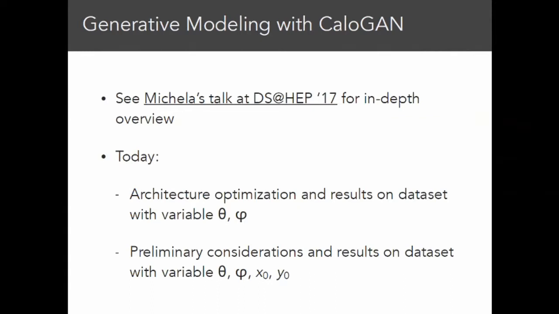Today I'm going to give a high-level overview of what we did, but focus on architecture optimization and results on a data set with a more realistic problem scenario, which is varying theta and phi. And I'll also give preliminary results on a data set with variable phi, variable theta, and variable x and y initial impact into a calorimeter.